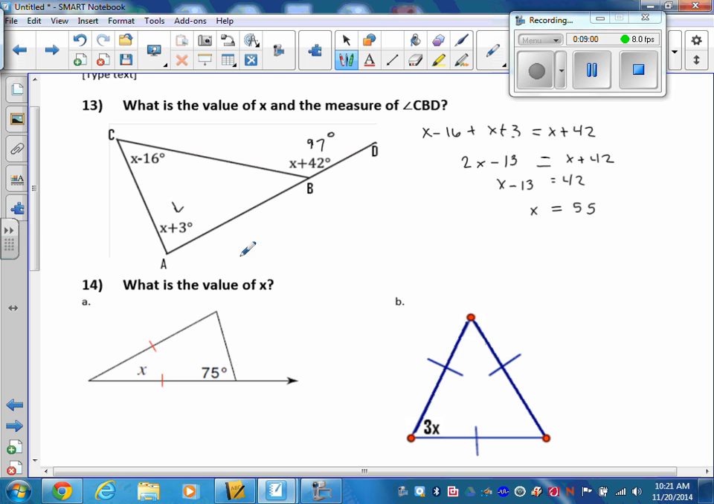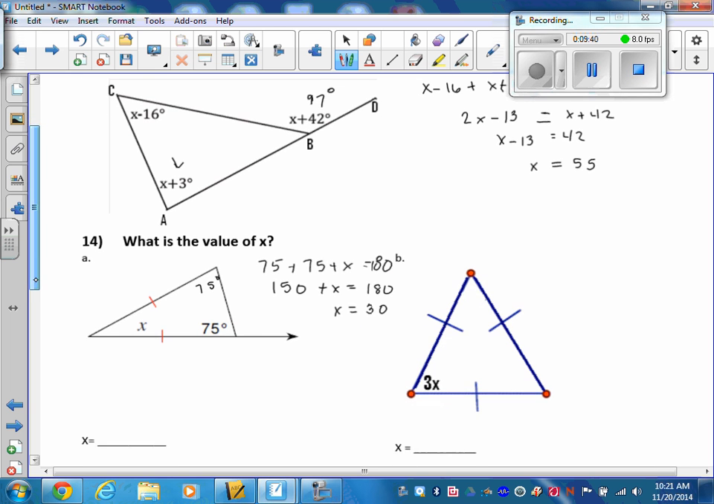Now, question number 14. This one is what we call an isosceles triangle. And because this red mark and this red mark are equal, these angles are also equal. So we know that this is also 75 degrees. So 75 plus 75 plus x equals 180 using the triangle sum theorem. So 150, which is 75 plus 75, plus x is equal to 180. So x is equal to 30 degrees.